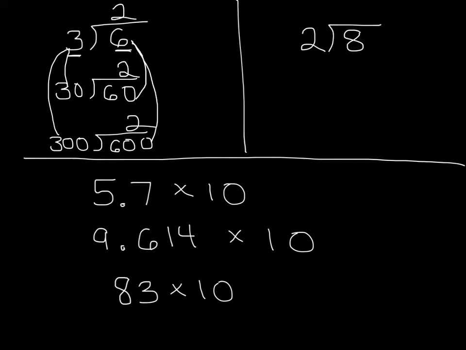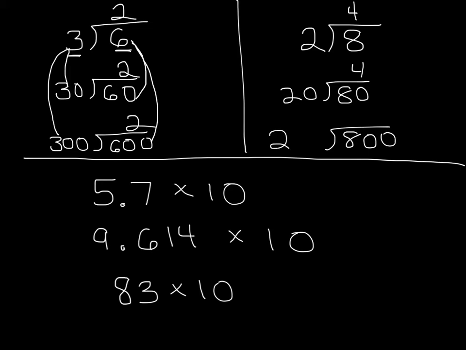So 8 divided by 2 is 4. So 80 divided by 20 still makes 4. And 800 divided by 200 is 4. So when you take a division problem and you multiply the dividend and divisor times 10, you still get the same answer. If you multiply the dividend and divisor times 100, you still get the same answer. And it's true for 1,000 and 10,000 and so on.